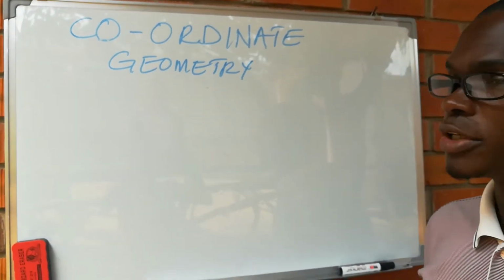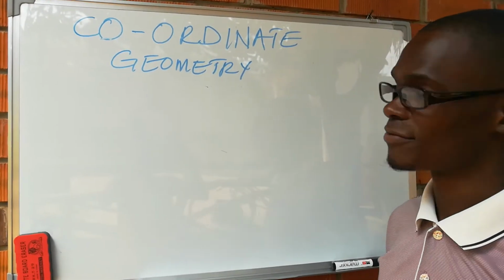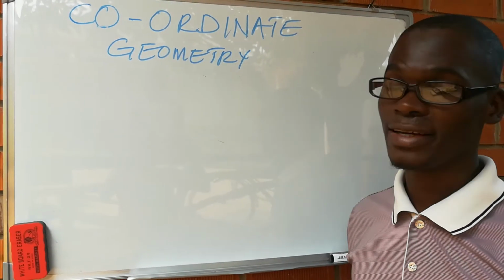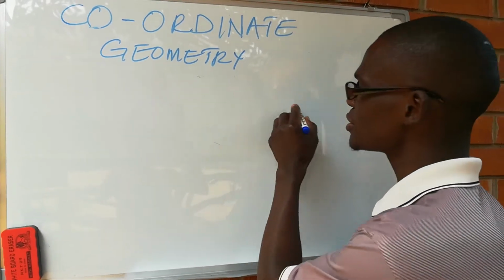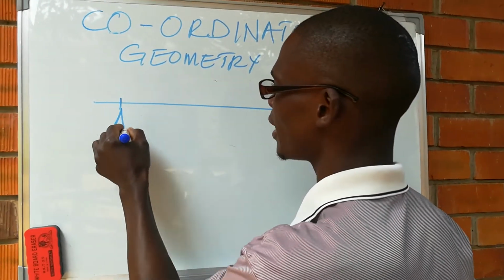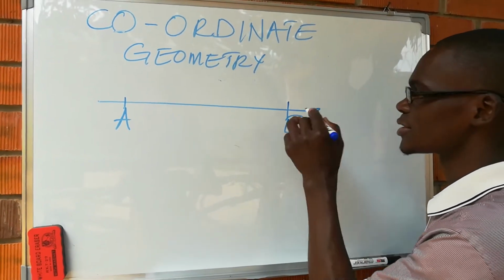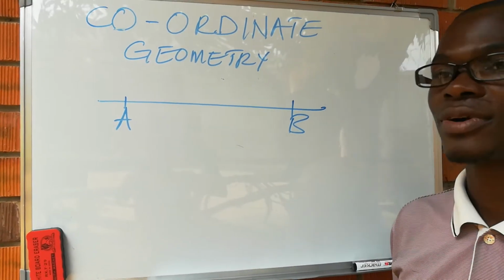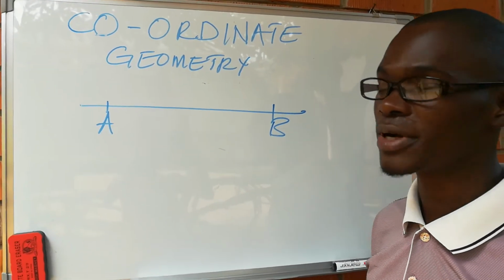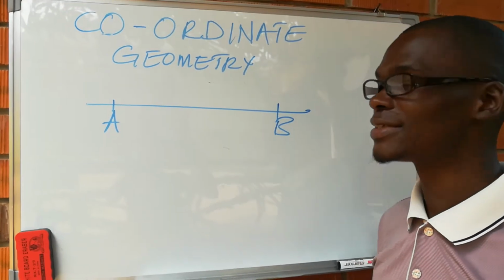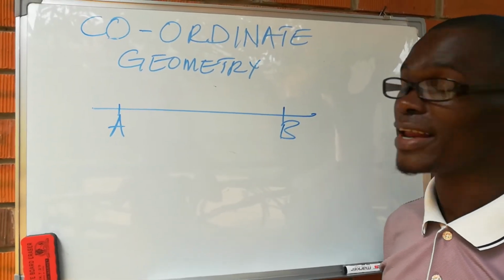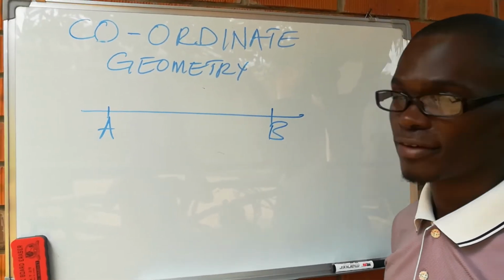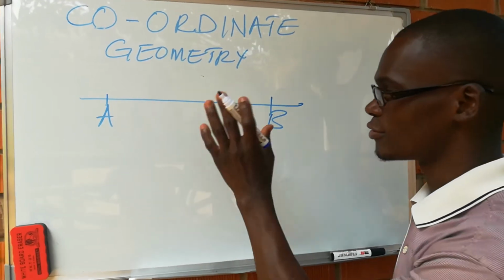Under coordinate geometry, we shall look at finding the gradient of a straight line. We shall also look at finding the midpoint. For instance, if this is our line with 2 points A and B, we shall need to look at the gradient of this line. We shall also look at the midpoint of the line, the length between the 2 points on a line, and the equation of this line.